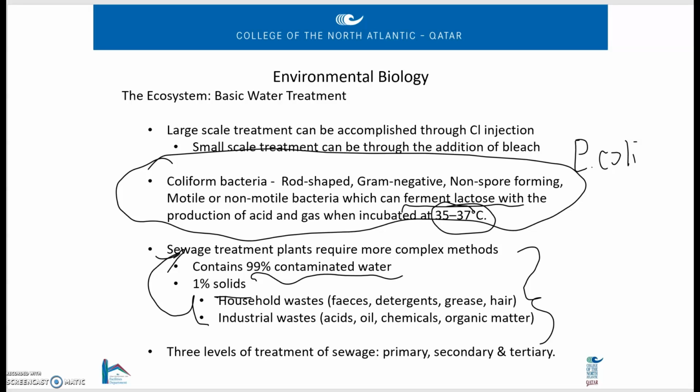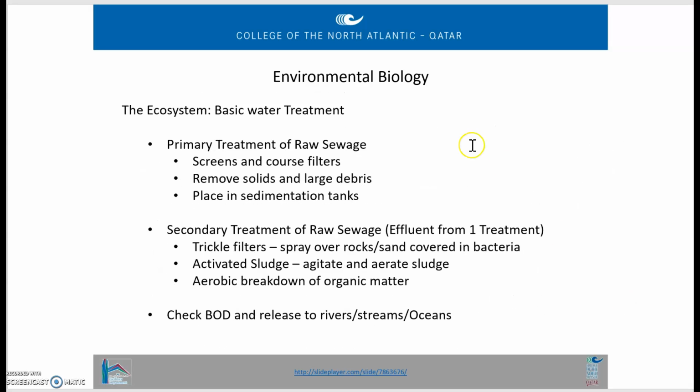Now, we have 3 levels of treatment for sewage. We have primary, secondary, and tertiary. Now, we're going to talk really briefly about these now, but you're certainly going to get more information about these as you get into higher courses. Now, our basic water treatment are this primary and secondary forms of treatment.